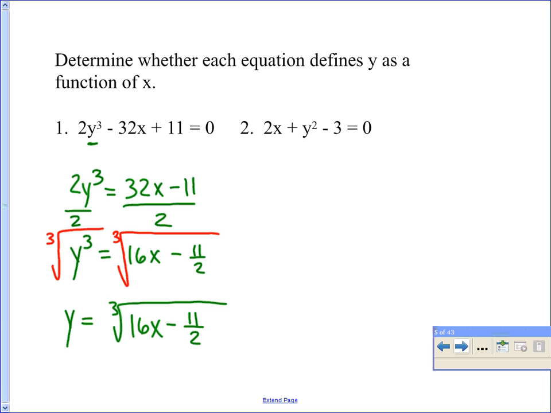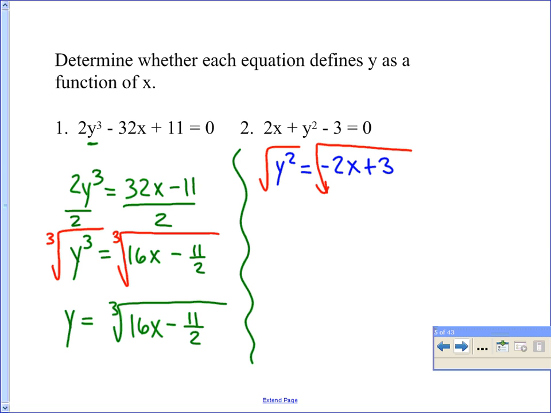All right. Now, instead of answering the question right now of whether or not the equation defines y as a function of x, I'm first going to solve for y in the second one so that we can compare these, and then we'll answer them both at the same time. So in this one, I'm going to move the 2x over and the 3, so I end up with y squared is negative 2x plus 3. And now I'm going to take the square root of both sides to get rid of the y squared.